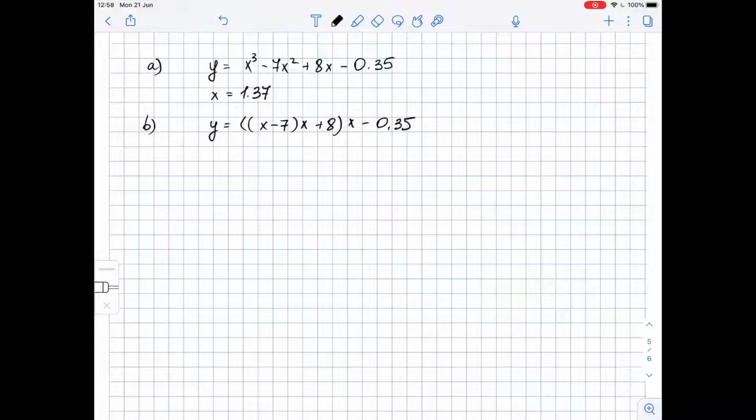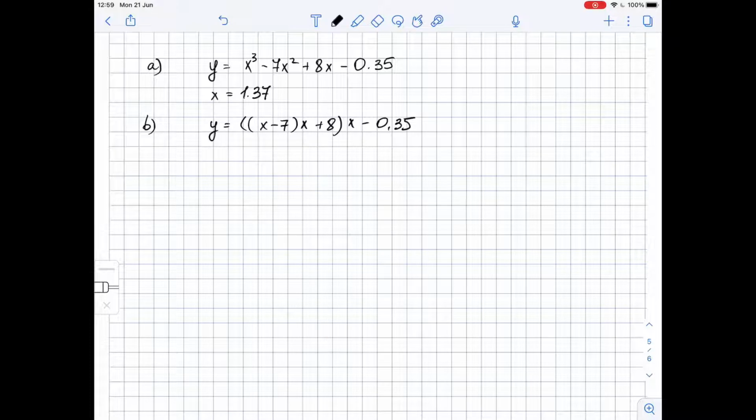So here we need to evaluate the following polynomial at x equals 1.37. In part A, we need to use 3-digit arithmetic with chopping, and we also need to evaluate the percent relative error. While in part B, we need to repeat part A, but we need to express y as the following. And we also need to evaluate the error and compare it with part A. Well, let's start with part A.